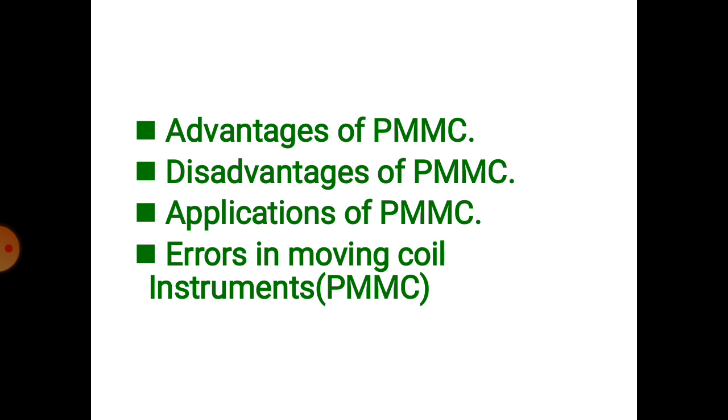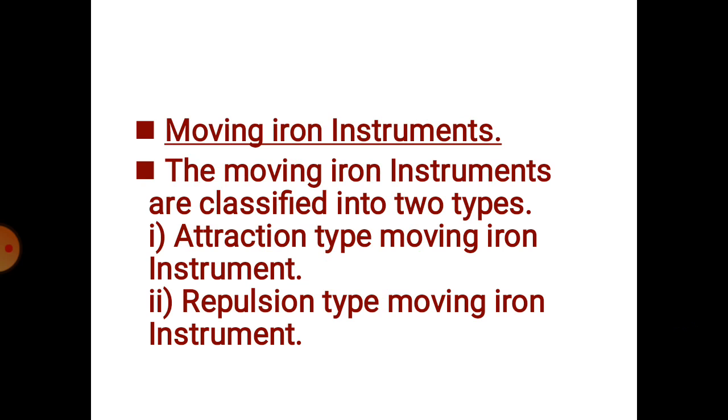And next we are going to discuss the errors in moving coil instrument or PMMC. The first point is the error due to weakening of the permanent magnet due to aging and temperature effect. Second, weakening of spring due to aging. Third one, change of resistance of moving coil with temperature. So these are the different errors in moving coil instrument. Next we are going to discuss moving iron instrument.